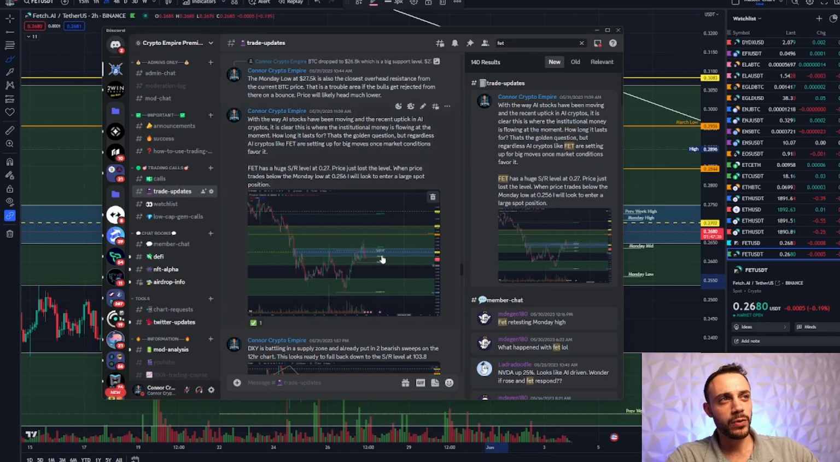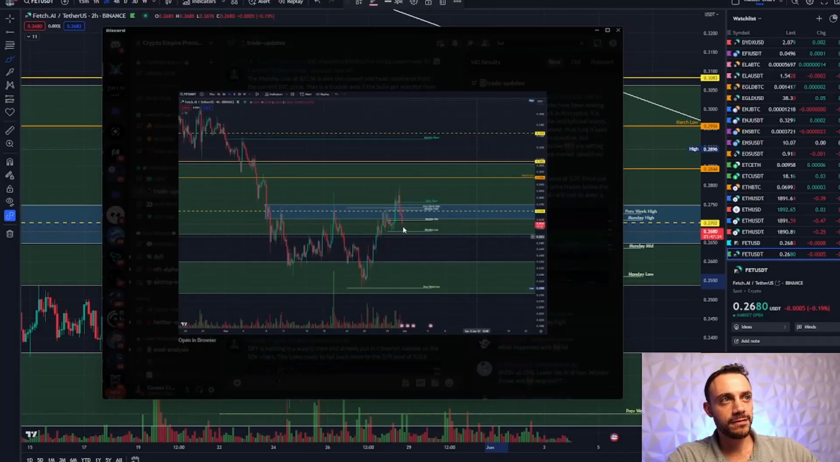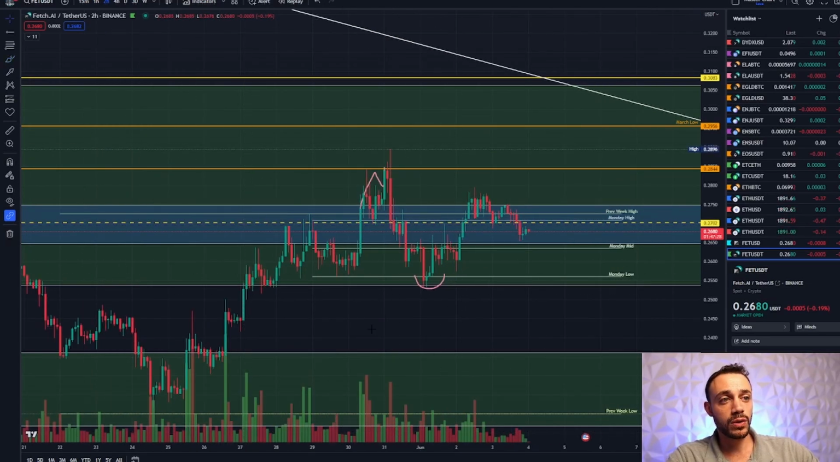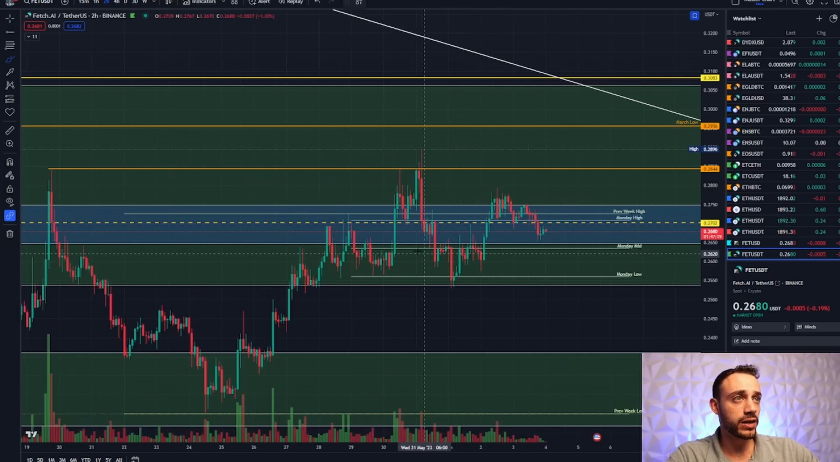All right, and we can see here the price of FET was not yet at the Monday low. So I'm able to spot this ahead of time. As you learn this more, it's not that hard. You're going to be able to spot it ahead of time too and anticipate the move. We're just anticipating things before they happen as traders, essentially.